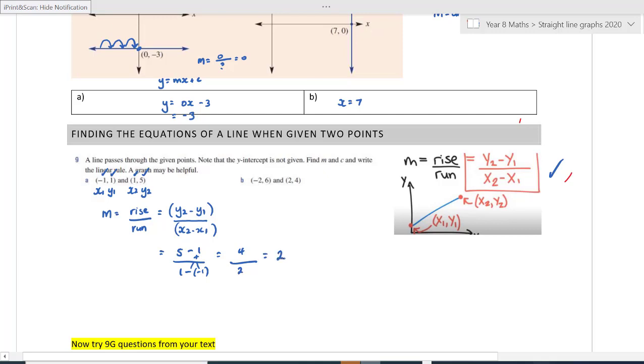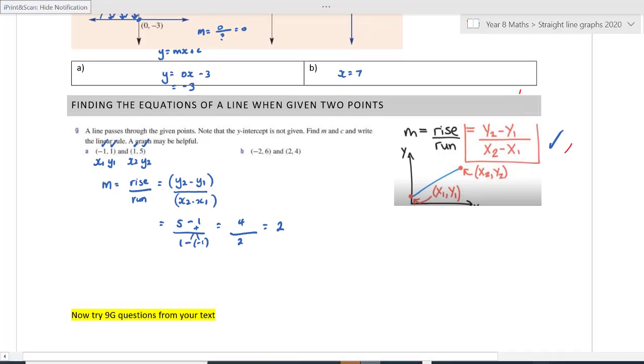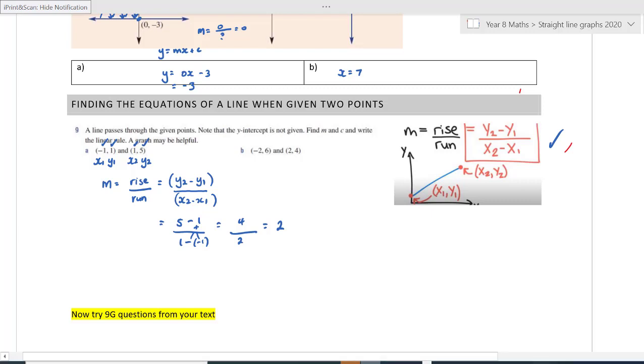I guess the trick with these, though, is you don't have the y-intercept, but what we do know is what m is. y is equal to mx plus c. m is 2, so we've got 2x plus c, and if we needed to find c, although we don't have the y-intercept, we can find it by just substituting any of these points in to find the unknown.